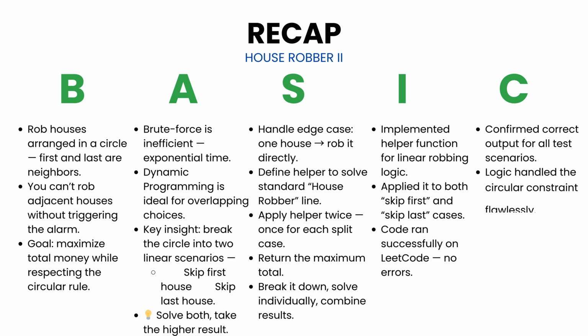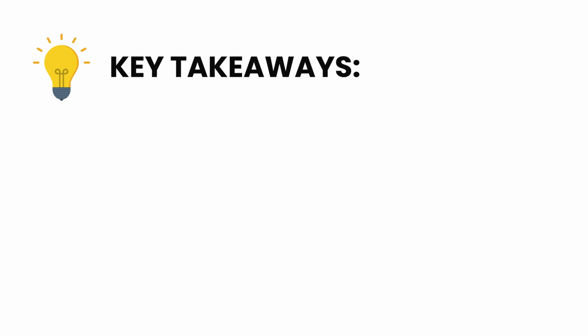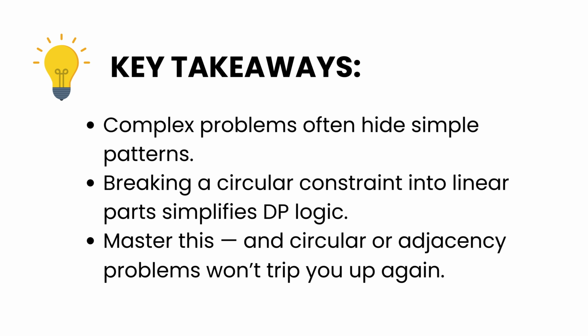Check recap. After testing with multiple inputs, the solution passed all test cases. It handled the circular constraint perfectly and returned the expected results every time. Closing insight. The key takeaway? Complex problems often hide simple patterns. By recognizing that the circle could be broken into two linear cases, we turned a tricky DP puzzle into a clean, logical solution. Master this one, and circular constraints will never trip you up again.